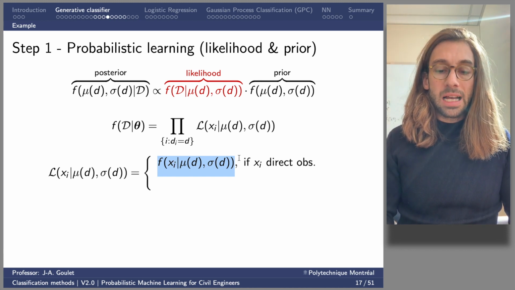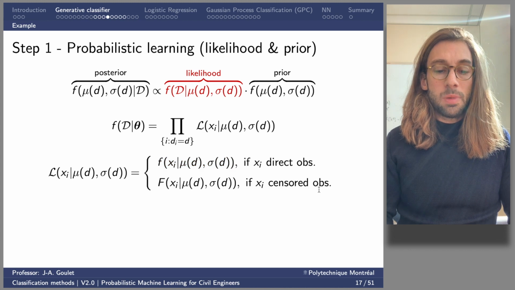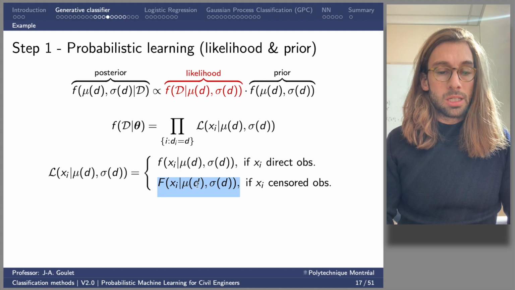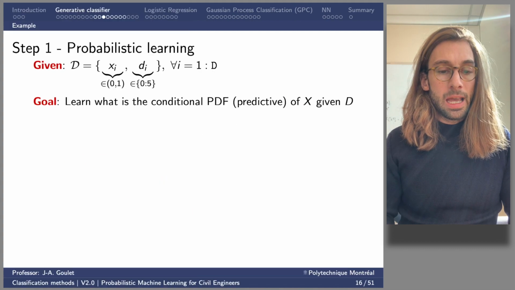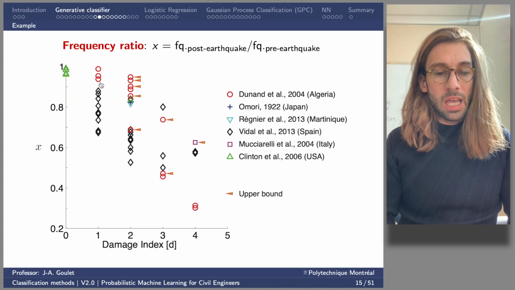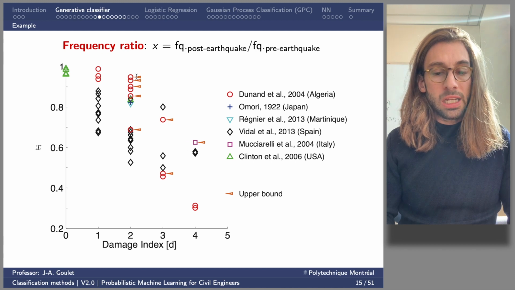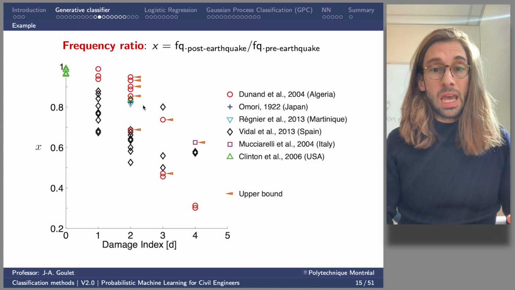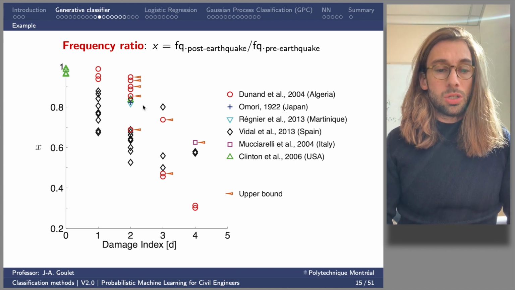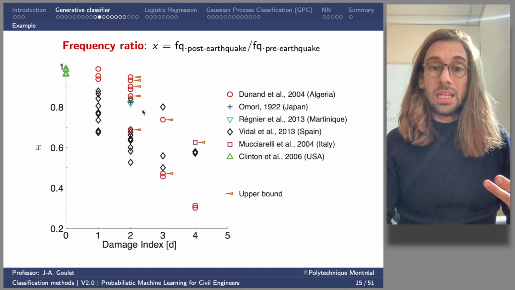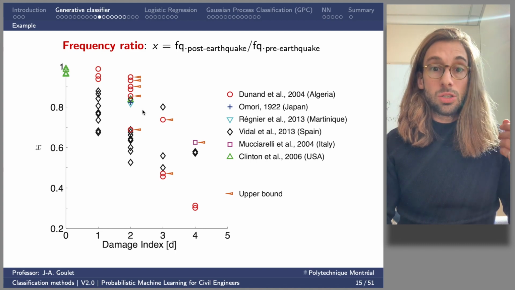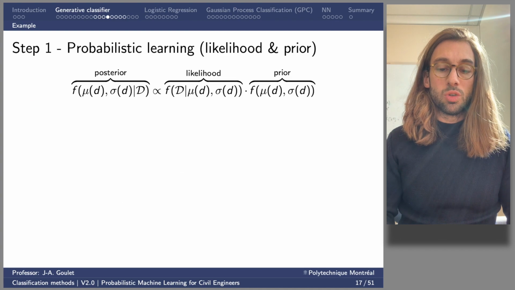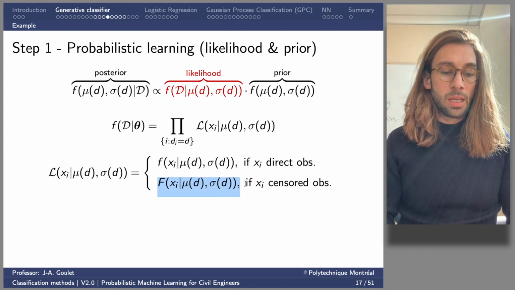But what if x is a censored observation? It's going to be the CDF of my beta distribution for the same parameters. Because keep in mind what we had here is we had some direct observations and we have the indirect ones, the ones indicated by an arrow, which are upper bound observations. So in this case, the upper bound observations need to be treated using the CDF, okay? Because they're censored observations, whereas the other ones can be treated as direct observations with respect to the likelihood.